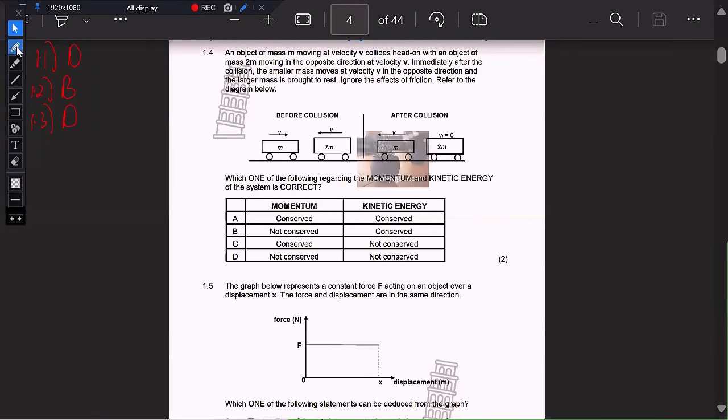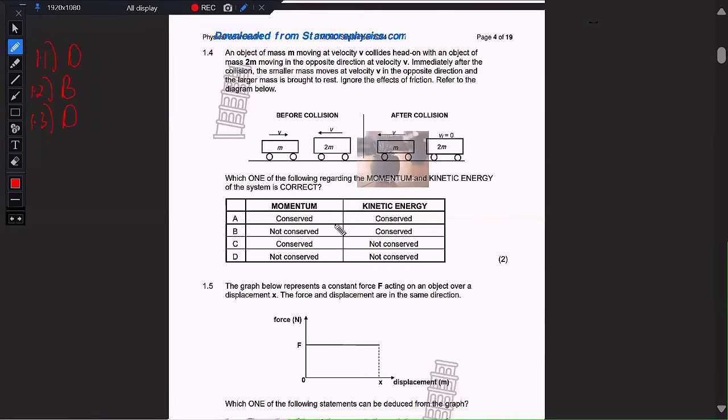Now they ask which one of the following regarding the momentum and kinetic energy of the system is correct. Now we know in all cases the momentum is always conserved, whether it's an elastic collision or an inelastic collision. So B and D would have to be incorrect. But then what about the kinetic energy here? Given this collision, we can tell that this is an inelastic collision because one of the masses moves in the opposite direction, but the other mass is brought to rest. So that means kinetic energy is not conserved.